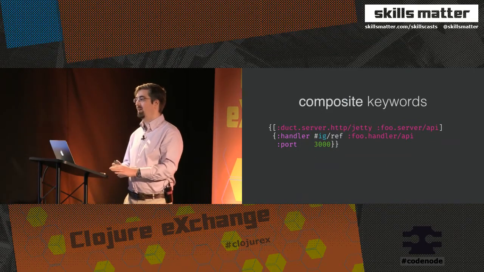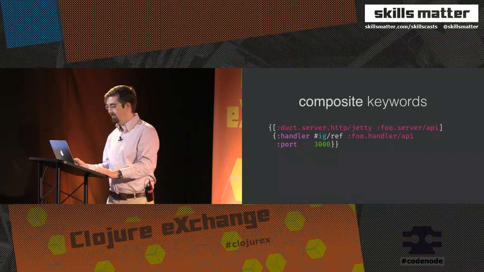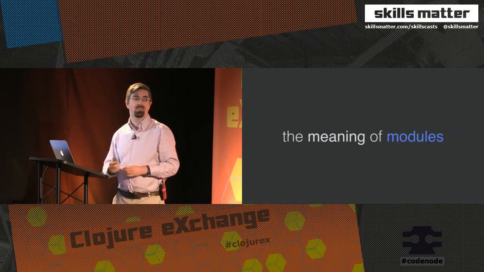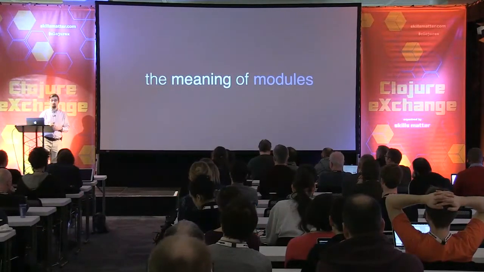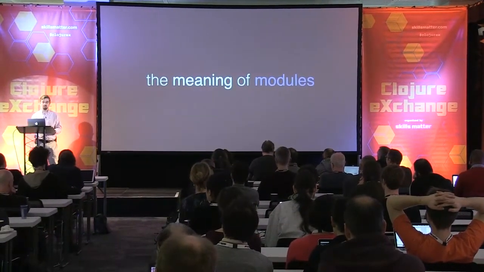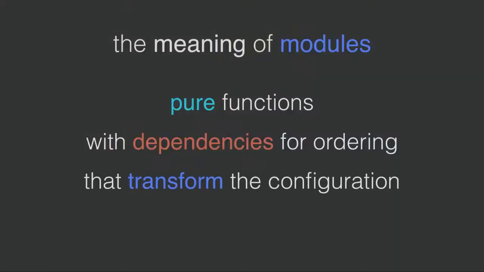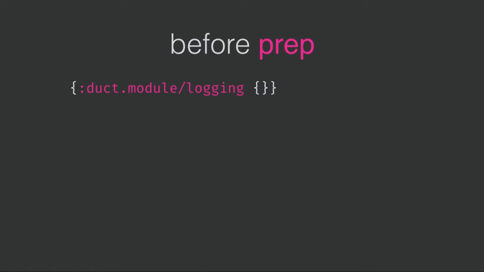So one more thing before we go to the live coding exercise is modules. Modules are things which are applied at the preparation stage. They're pure functions, they have dependencies attached for ordering purposes, and they transform the configuration. So modules are essentially pure functions which we apply to the configuration, and we get some kind of transformation. To show you a simple example, you might have a module which is just a key, and it's got nothing in there because you're just doing default values, we're not configuring it.